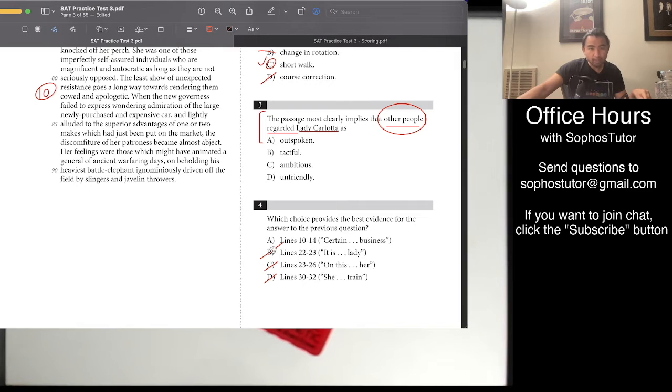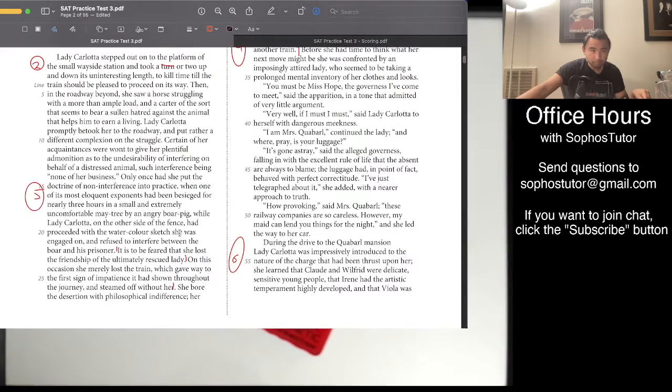All right, let's hope A has something. Lines 10 to 14. Certain of her acquaintances were wont to give her plentiful admonition as to the undesirability of interfering on behalf of a distressed animal, such interference being none of her business. Oh, certain of her acquaintances. That's other people. And they're going to admonish her as to the undesirability of interfering.